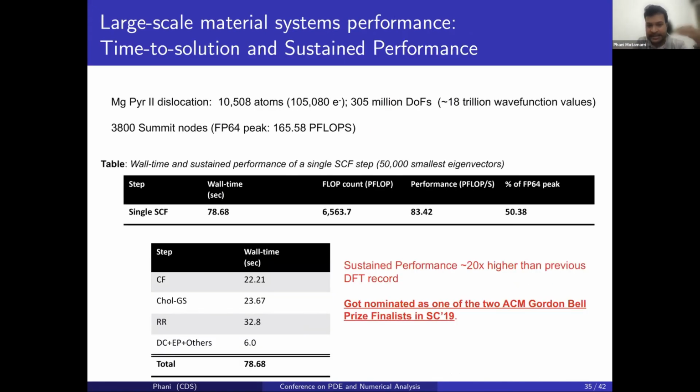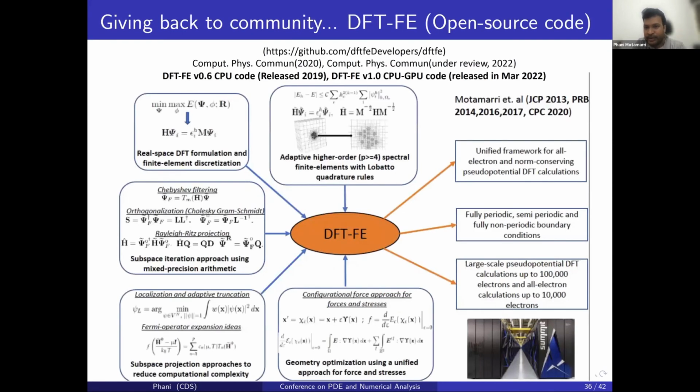Yeah, and we also demonstrated this methodology on a 100,000 electron system, and we could actually solve this, and we achieved 50% of peak for the full problem, which is what allowed us to get a nomination as an ACM Gordon Bell Prize finalist in 2019. And we also have an open source code which implements all these things, for users who are interested in quantum modeling of materials. We have released a purely CPU code in 2019 and a GPU code just last month, which has all these advances.